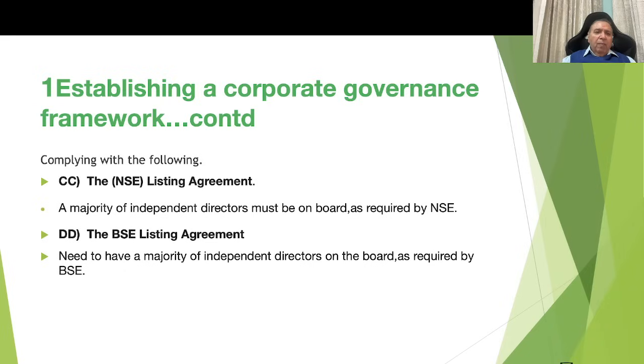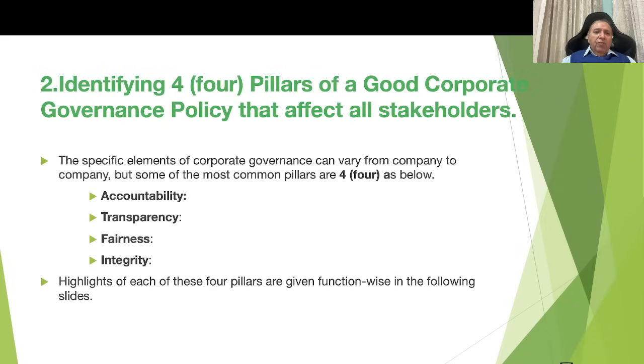And another thing is complying with the NSE, National Stock Exchange listing requirements, which primarily includes that a majority of the independent directors must be there on the board as required by the NSE, and ditto for the Bombay Stock Exchange, that is the majority of the independent directors must be on the board. Now what are the 4 pillars of good corporate governance policy that affect all stakeholders? Now there are primarily 4 pillars: number 1, accountability; number 2, transparency; number 3, fairness; number 4, integrity. And highlights of each of these 4 pillars are given function wise separately in the following slides.